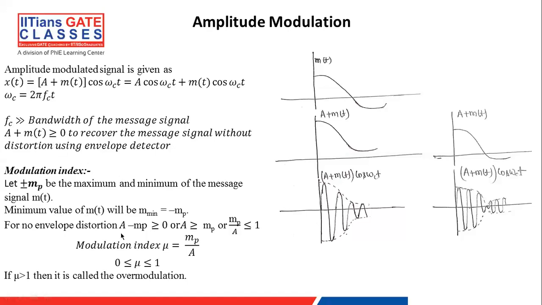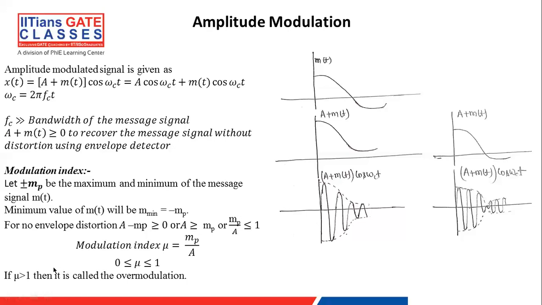So for the minimum value of m(t), this identity should still hold. It means that A minus mp should always be greater than or equal to 0. If this holds, our A plus m(t) will always be greater than 0, because the rest of m(t) will always be greater than minus mp. So A minus mp should be greater than or equal to 0, or A should be greater than or equal to mp, or mp upon A should be less than or equal to 1. This mp upon A is called the modulation index. Since mp upon A is always less than or equal to 1, mu should be less than or equal to 1 but greater than 0. This is the criterion for the modulation index.